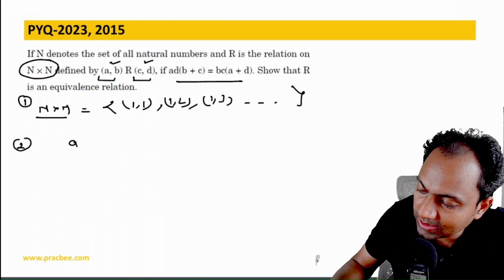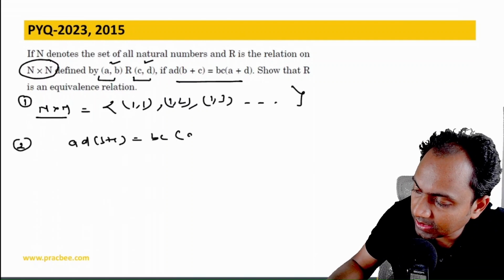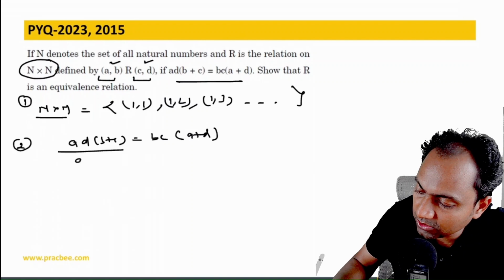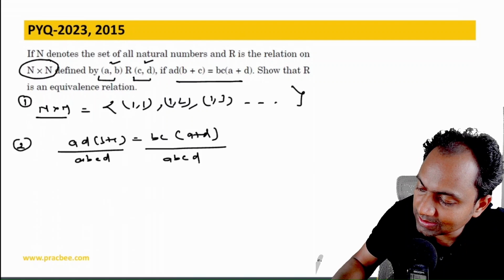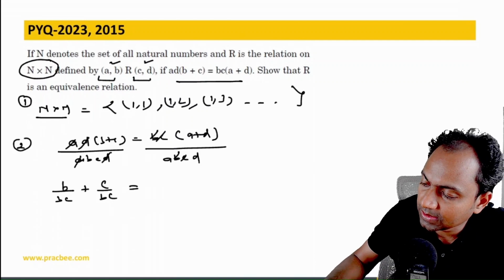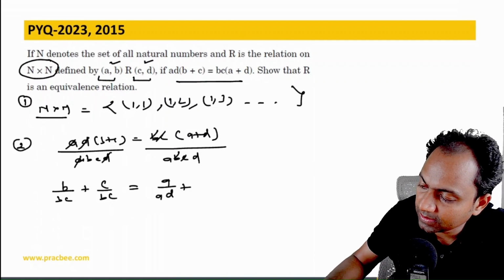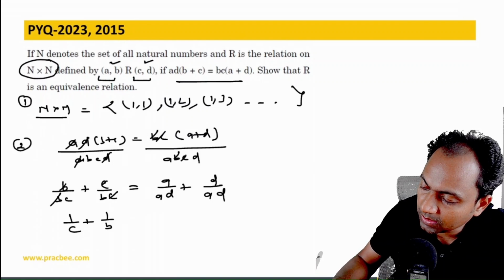So if I, in this AD(B plus C) is equal to BC(A plus D), divide by ABCD on both the sides, you can see that this A and D will get cancelled out. B and C will also get cancelled out. And if I divide by BC, what I'm getting is nothing but B by BC plus C by BC is equal to A by AD plus D by AD. Now we can see here that B will get cancelled out, C will also get cancelled out. So what we have is 1 by C plus 1 by B is equal to 1 by D plus 1 by A.